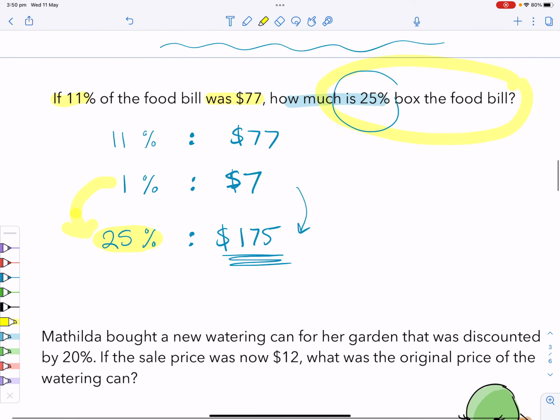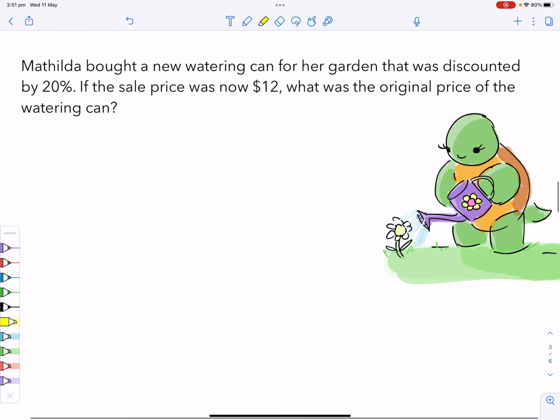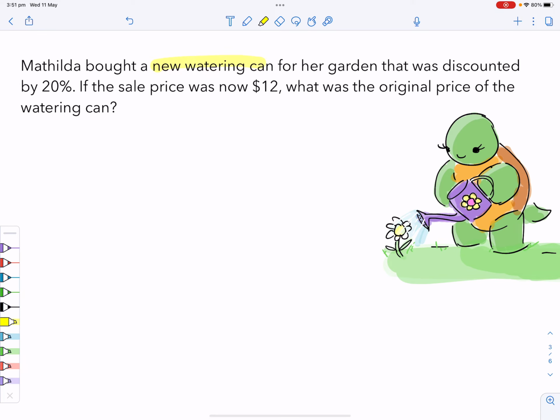Moving on, so here is an even more slightly complicated one. Mathilda bought a new watering can, that's this little purple thing she's holding, for her garden that was discounted by 20%. If the sale price was now $12, what was the original price of the watering can? So this one, we're using the same tricks. We are going to use the unitary method again, but we need to do a bit of working beforehand.